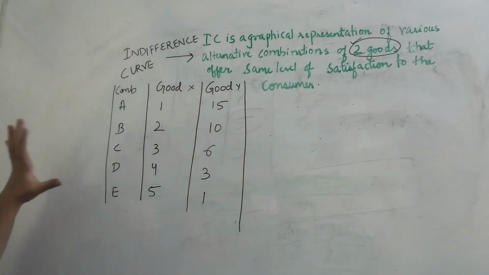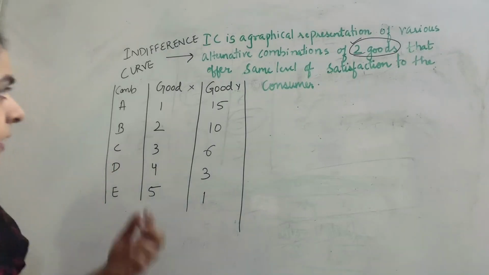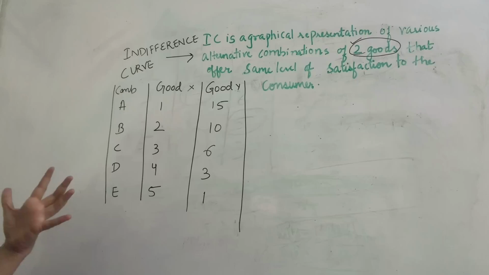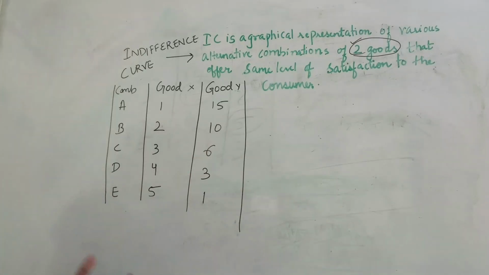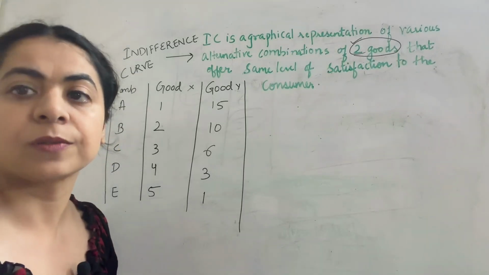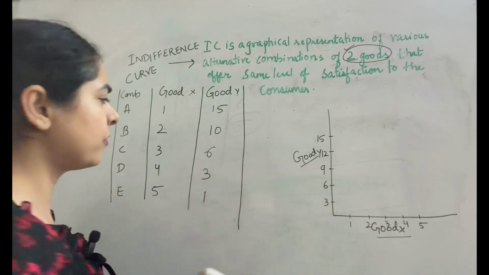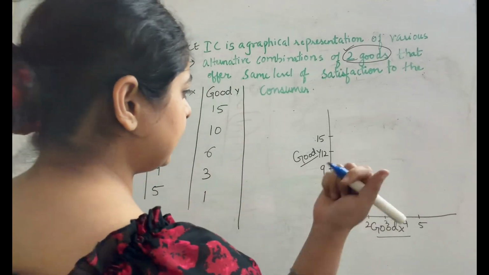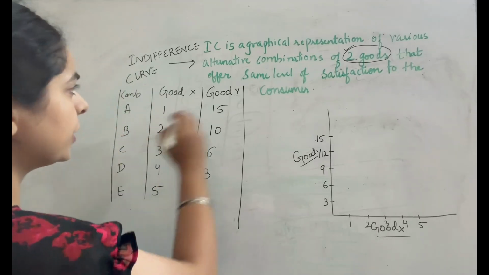Let's say that these are the alternative combinations of good X and good Y which are available to the consumer. If we plot these in the form of a diagram, we find that the consumer will be indifferent. That means all these combinations will offer him the same level of satisfaction. So let's see what the shape of our indifference curve will be.